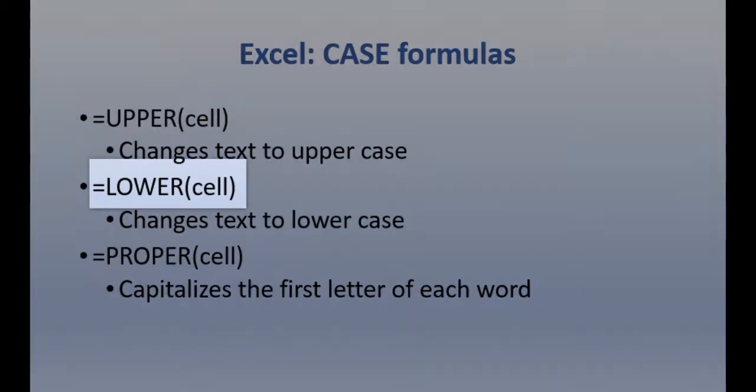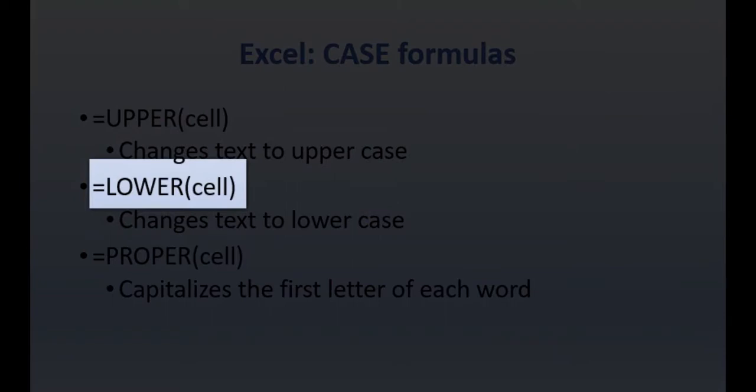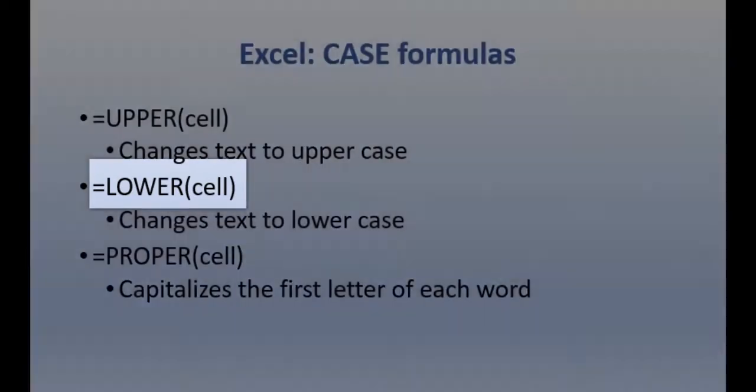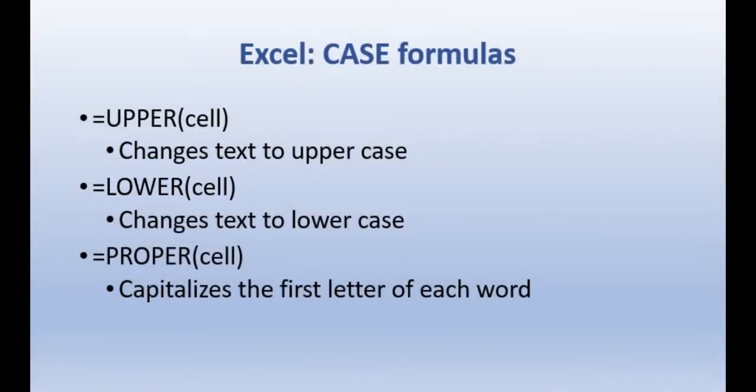Same thing with lower, equal, lower, and then the cell. And proper, remember proper sort of capitalizes the first letter of each word, like Gavin, equal, proper, and then the cell number, copy it down. So that's upper, lower, and proper.